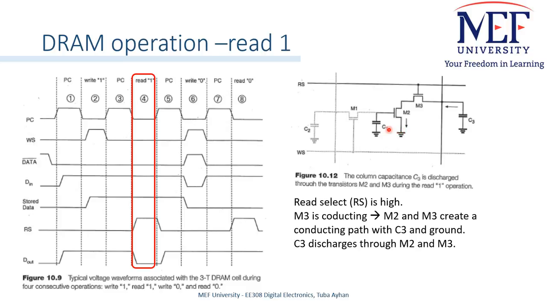To read this stored one, the read select signal RS here must be high. As the read access transistor M3 turns on with this RS signal, M2 and M3 create a conducting path between the data read column here, C3 capacitance, and the ground. The capacitance C3 discharges through M3 and M2, and the falling column voltage is interpreted by the data read circuitry as a stored logic 1.